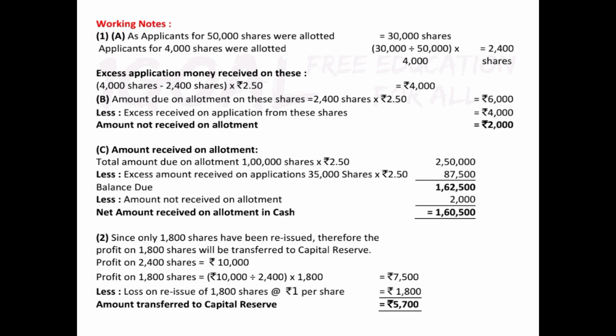That means ultimately the allotment money which we are receiving is 1,60,500. Then next note number, you can see that since only 1,800 shares have been reissued out of the forfeited shares, therefore the profit on 1,800 shares will be transferred to capital reserve. So the calculation of this we will see a little later. First of all, let us discuss the entries.